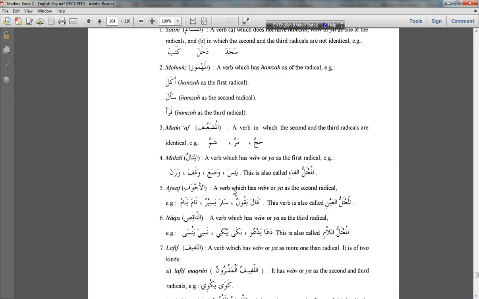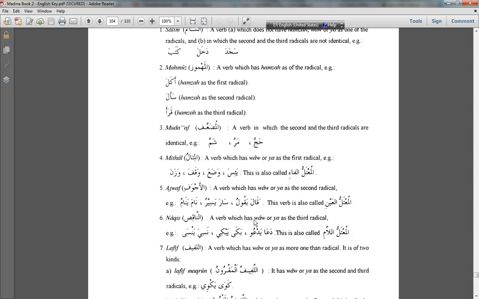Ajwaf, a verb which has waw or ya as the second radical, like nama yanamu. There's actually nawima yanwamu. So that actually changed. Sara yasiru, also this was a ya in the middle. Sayara. Qala yaqulu, it was actually qawala yaqwulu. So this verb is also called mu'tallul ayn.